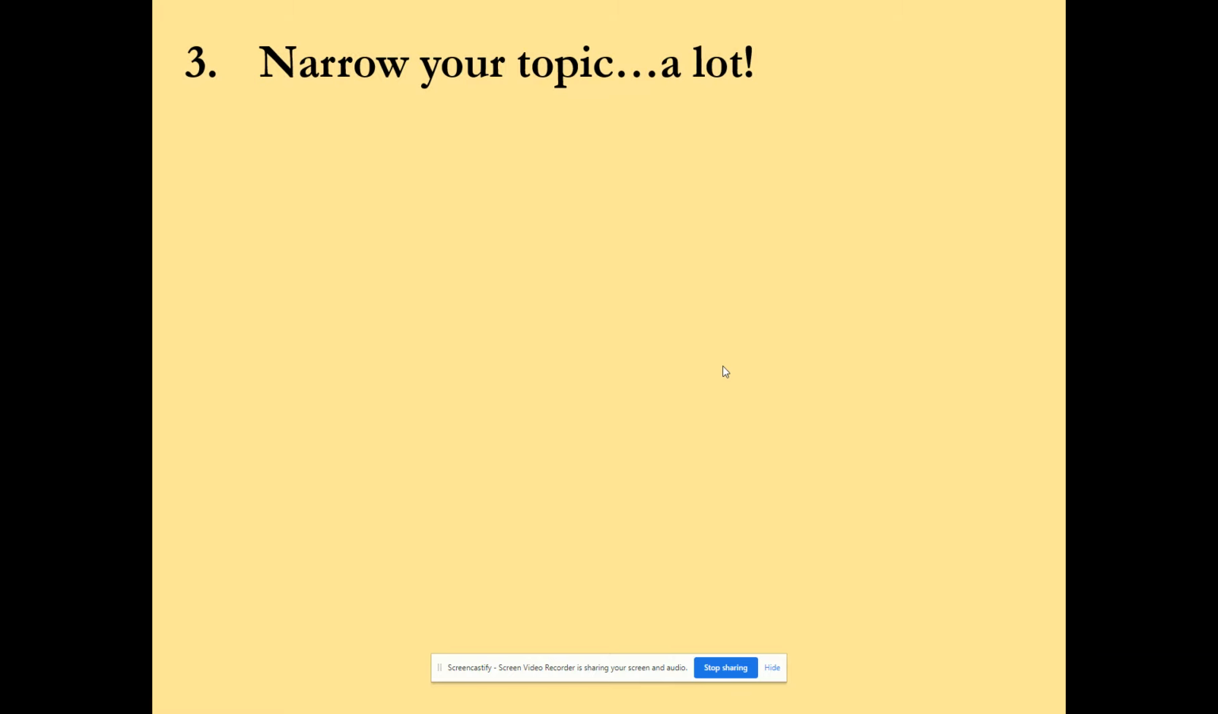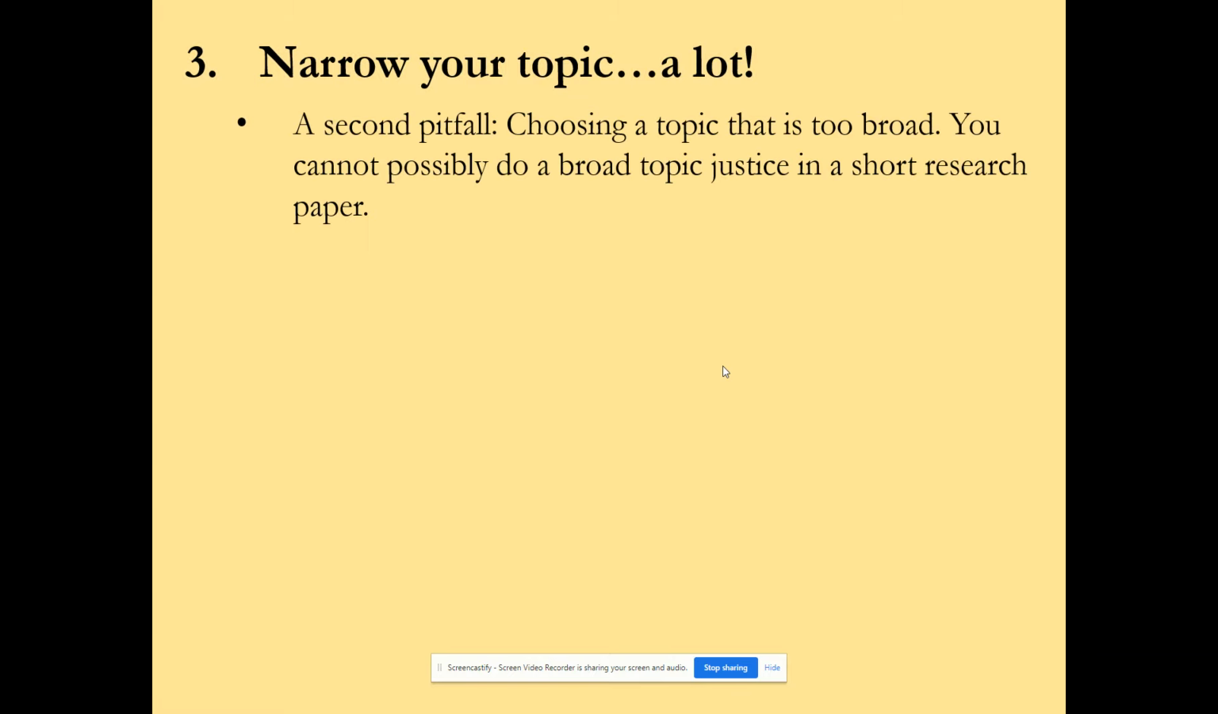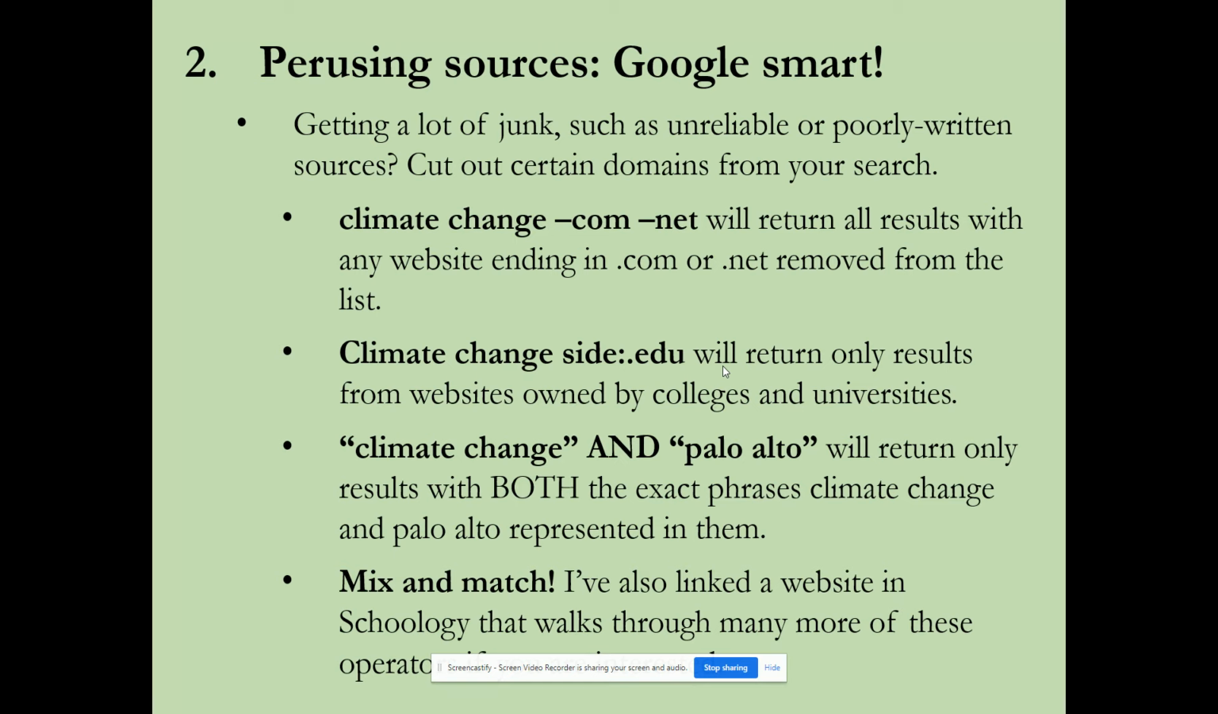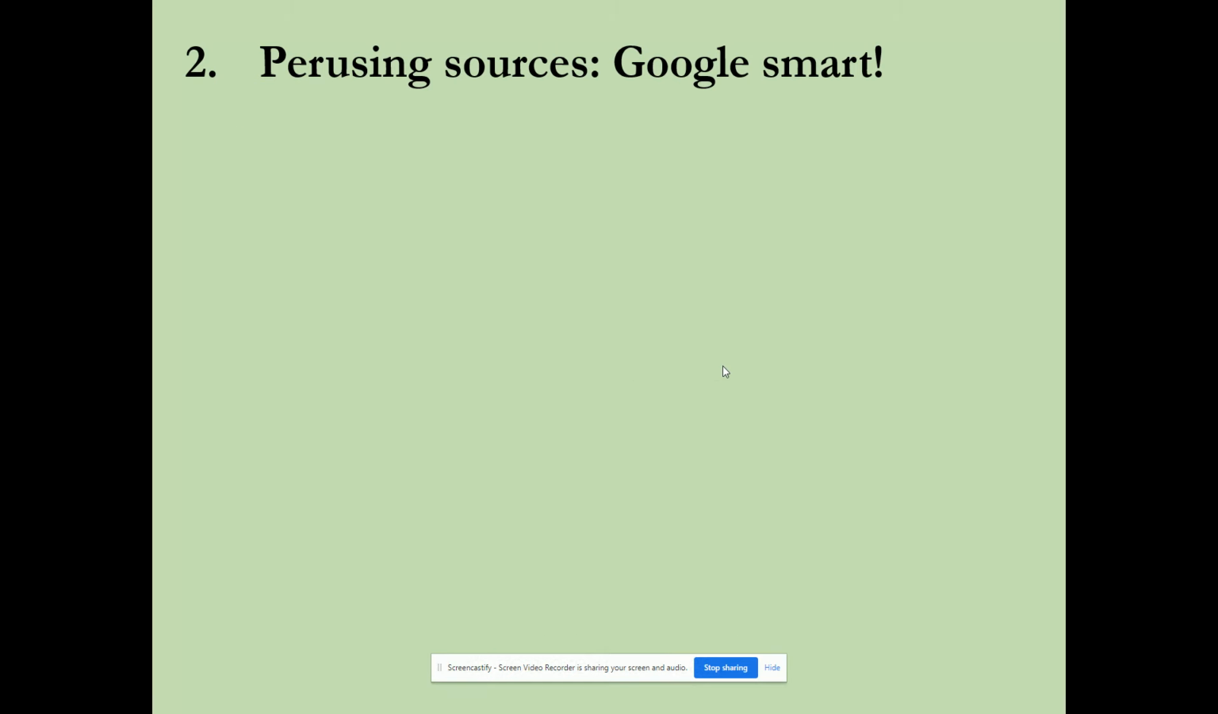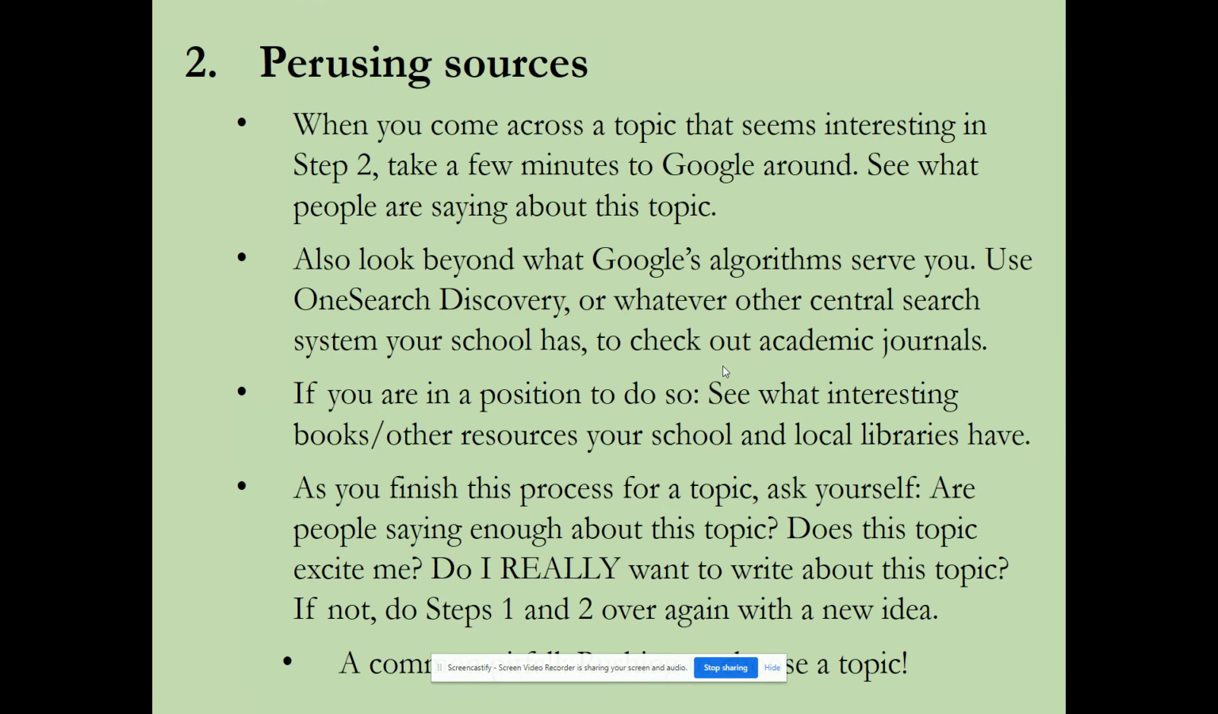All right, step three, narrowing your topic. Oh, I forgot to mention here, a pitfall. This was way back here. A common pitfall in writing research papers early in the process is just saying, "Oh, I got to write this paper. I don't really care that much about research papers. I don't really want to write this paper, but I have to do it. So I'm just going to choose something that I don't really care that much about." That is actually not a good decision.